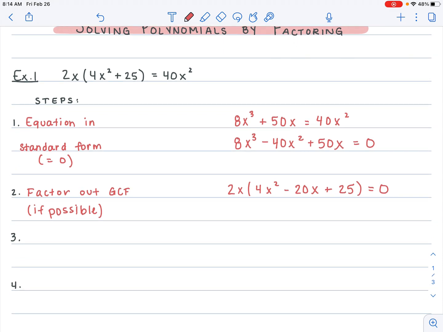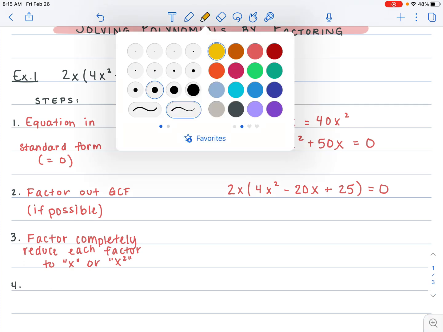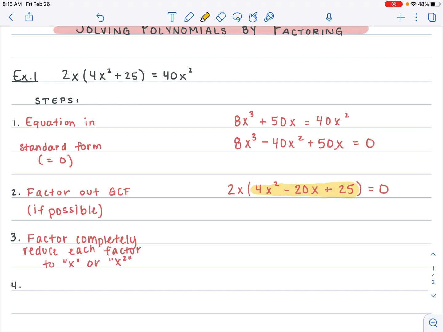All right, once we factor out the GCF, then we're going to completely factor. So using one of our other methods, we're going to factor it completely. We want to reduce each factor to an x or x squared. So you don't want to have anything greater than x squared left over here. So I'm going to look at this inside part right here. I need to factor that. It's got 3 terms, so I'm guessing we're going to have to use the trinomial method where we guess and check.